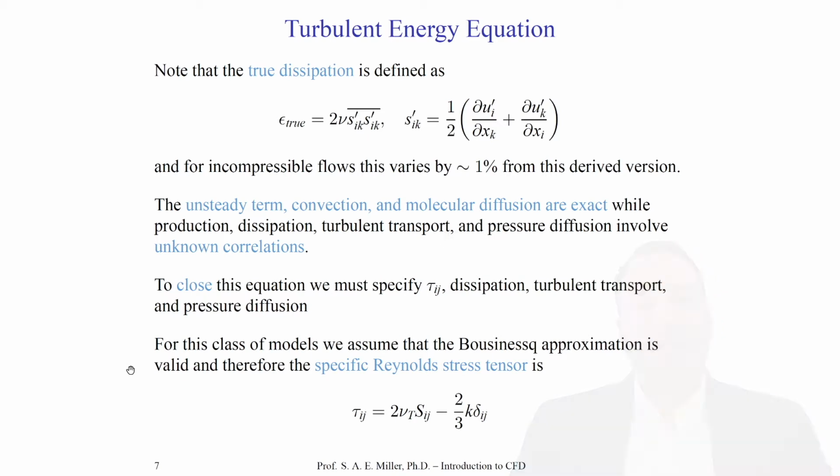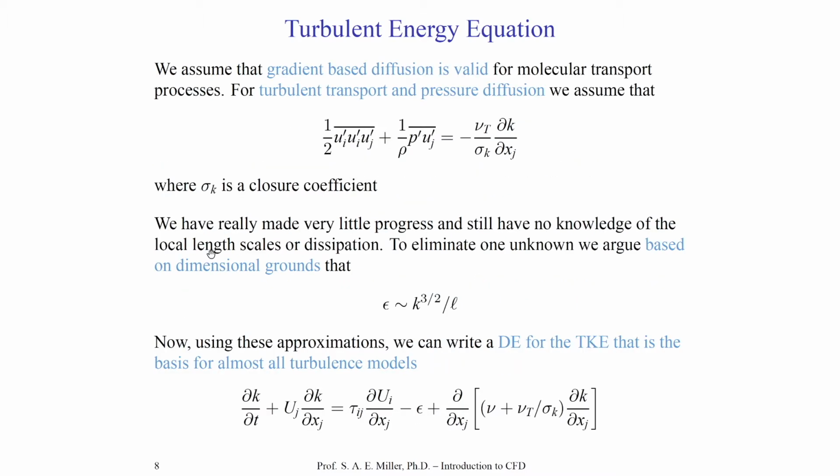So in this class in particular, we'll continue to assume that the Boussinesq approximation is valid, and therefore there'll be some specific Reynolds stress tensor. Tau_ij will go as 2 nu_T, which of course is eddy viscosity, times S_ij, right up here except without the prime, minus 2/3 of turbulent kinetic energy times the Kronecker delta function delta_ij. Recall that when i equals j, for Kronecker delta it's 1, and for i not equal to j it's simply 0. Let's continue with the Boussinesq approximation and assume that it's valid.